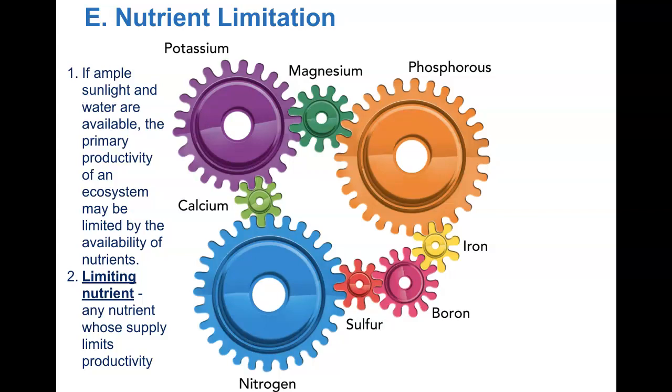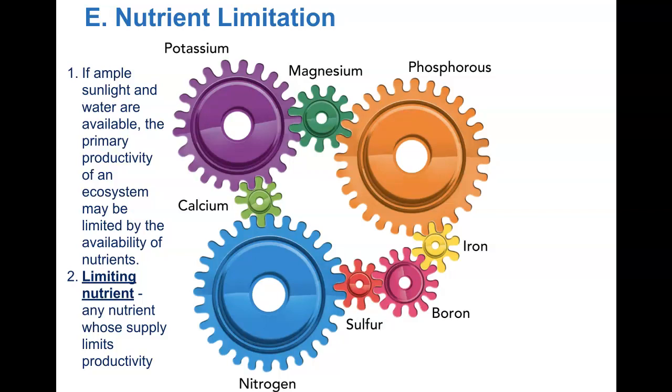Limiting nutrients in the soil. In all but the richest soil, plant growth can be limited by a short supply of one or more nutrients. Nutrient limitation is the reason farmers use fertilizer to maximize crop growth. Limiting nutrients in aquatic ecosystems. In the ocean, nitrogen is often a limiting nutrient.